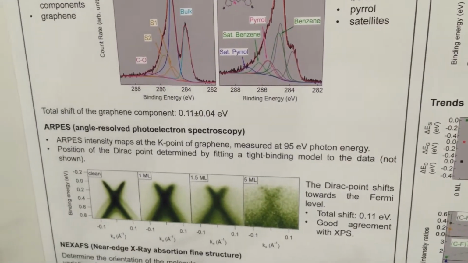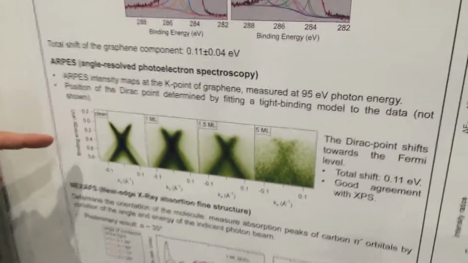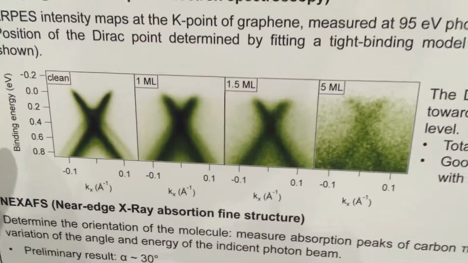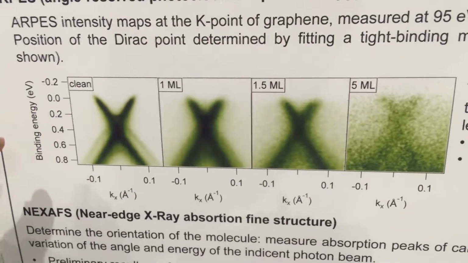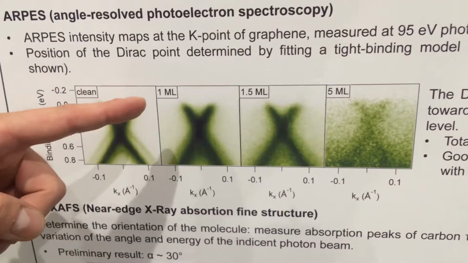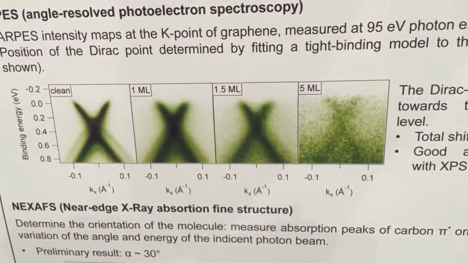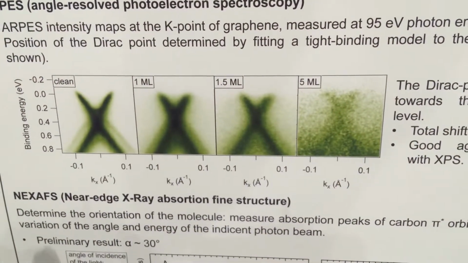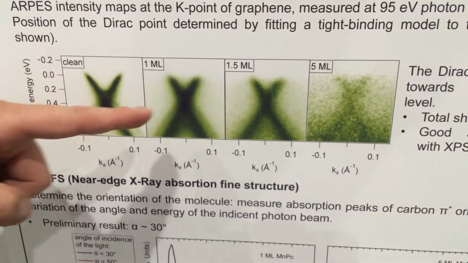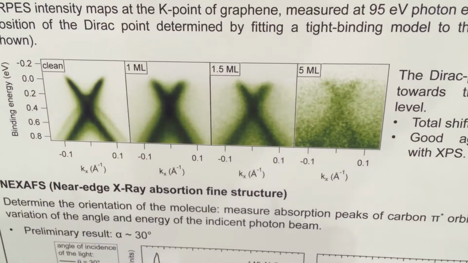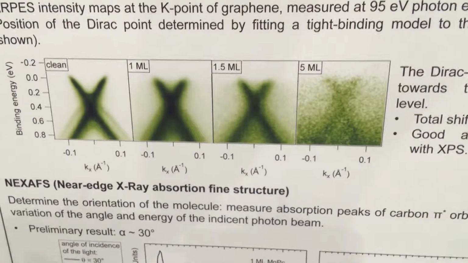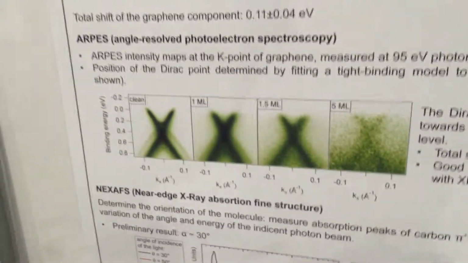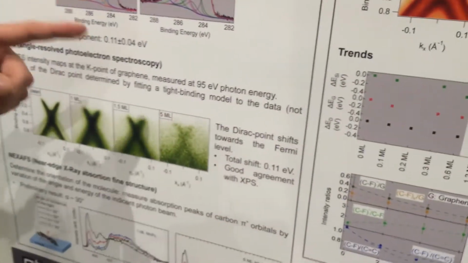This can also be seen with angular resolved photoelectron spectroscopy over here. So you get the evolution of a clean sample surface, the monolayer surface, 1.5 and 5 monolayers, and you see a slight upshift of this Dirac cone, of this cone-like structure, towards charge neutrality. This is in nice agreement with the information we got from XPS, so it's p-doped by 0.11 electron volts.